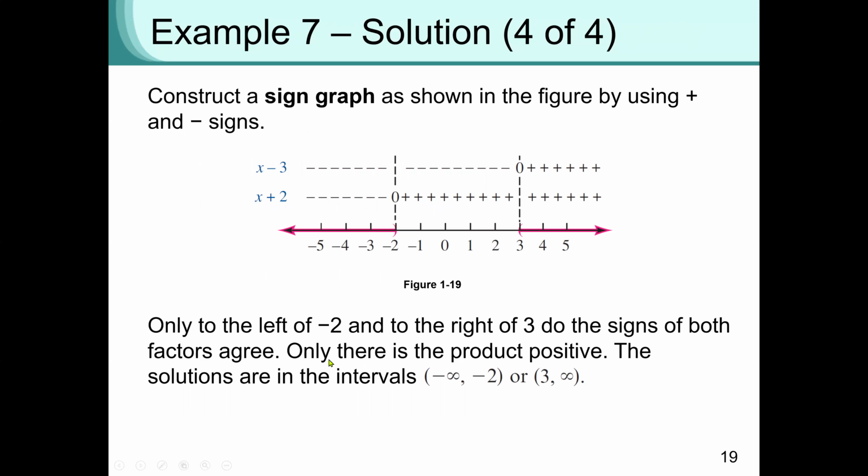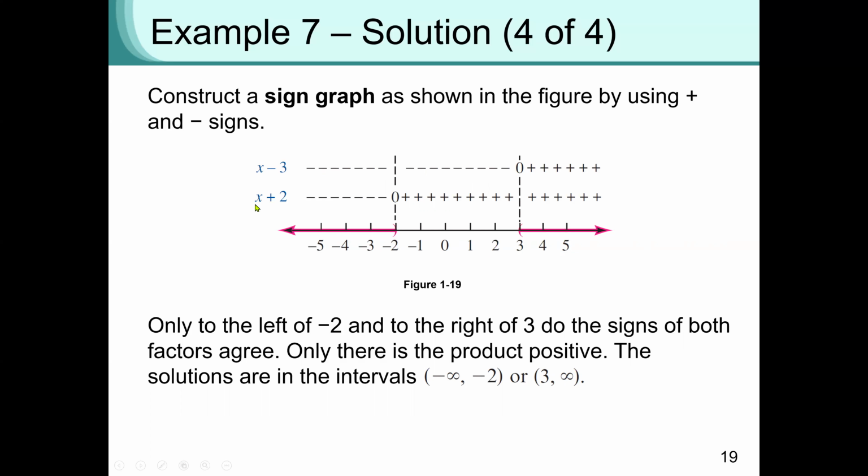Now we have those two values. Now we are going to test the sign. This is called constructing a sign graph. We are going to test the sign with a few values. So we have s minus 3 and s plus 2. As we said earlier, for s minus 3, we are always going to get a negative value if s is less than 3. So from -5 up to 3, we have negative throughout. Then from 3 onward, the values are positive.